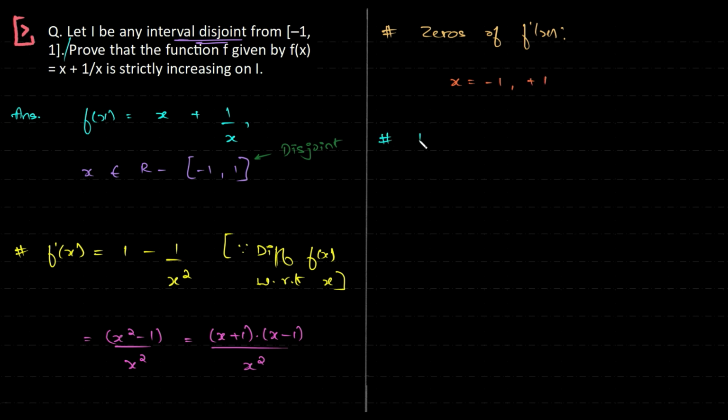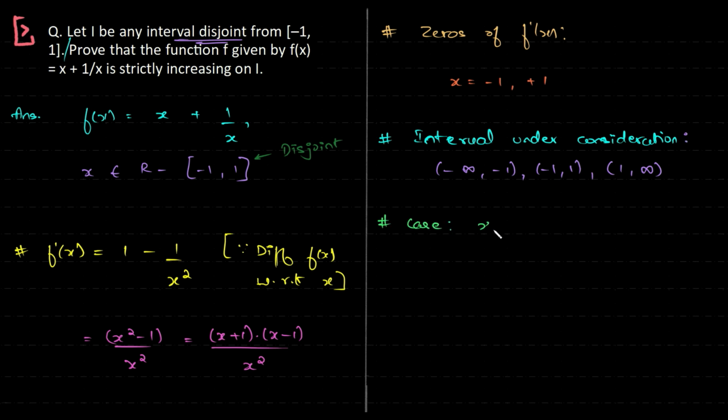Now the intervals, again we have to prove it. Okay, so we have to take the same set of steps. Intervals under consideration. So that would be from -infinity to -1, -1 to 1, and 1 till infinity. Right?